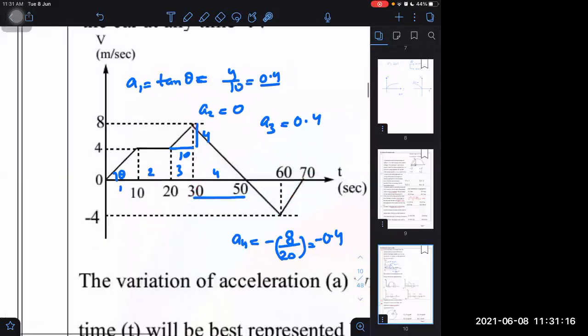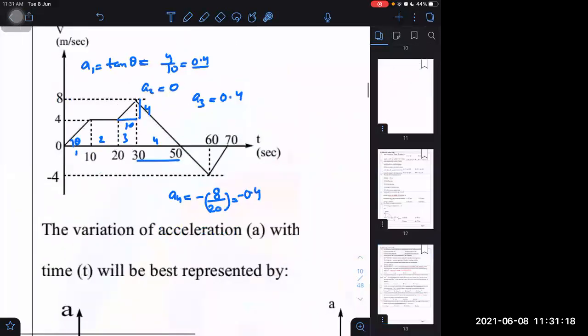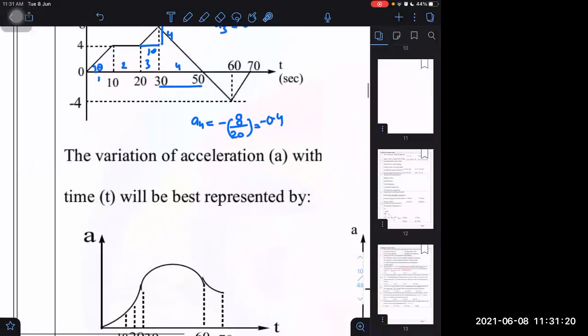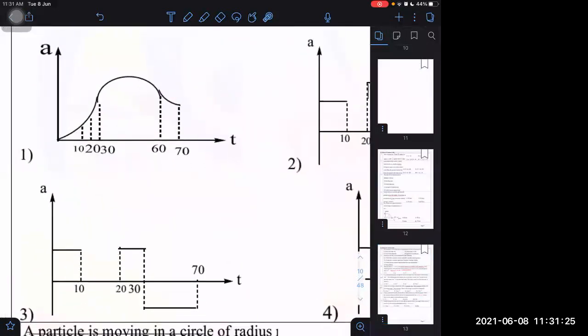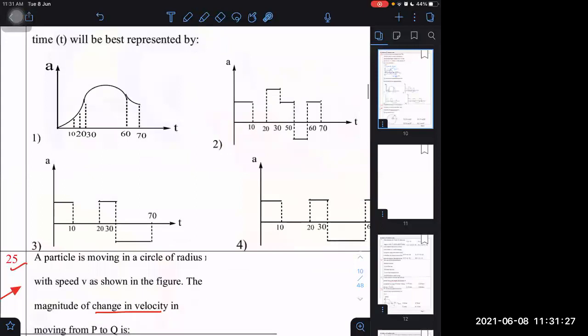Everywhere it is 0.4 only. One thing is clear, everywhere it is 0.4. But in some places it is positive, in some places it is negative. And in one place it is 0 also. So then the graph will be, which case is 0?